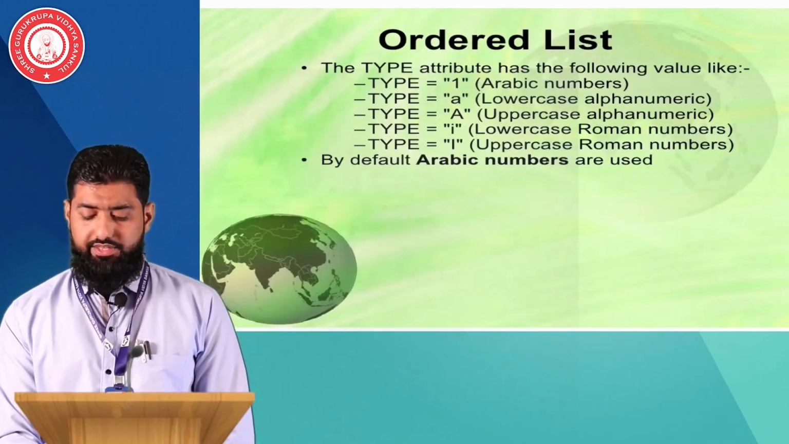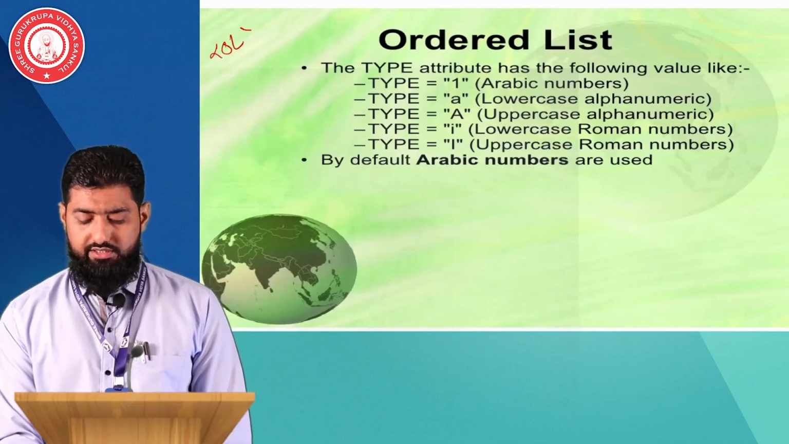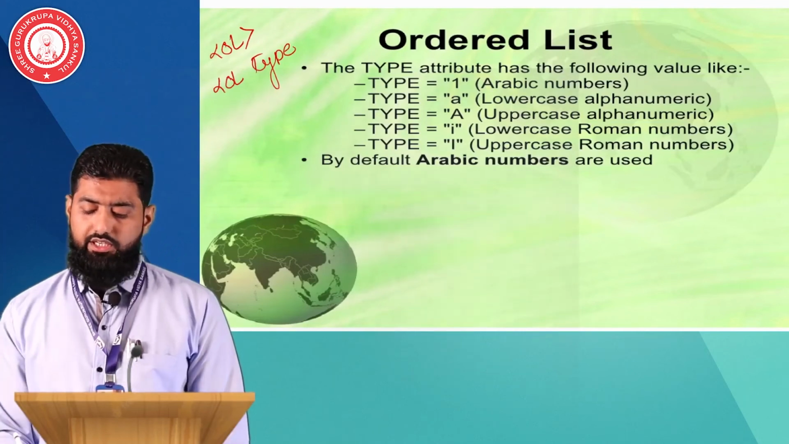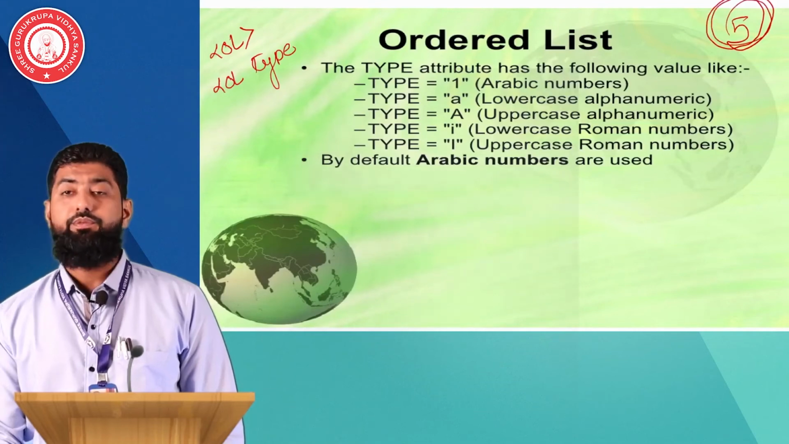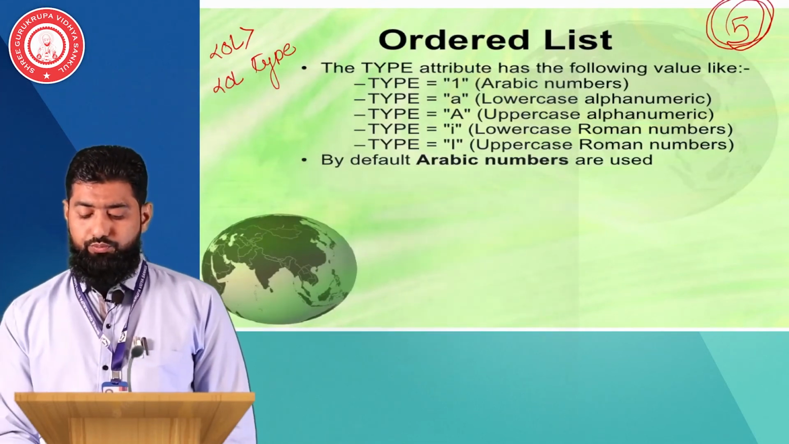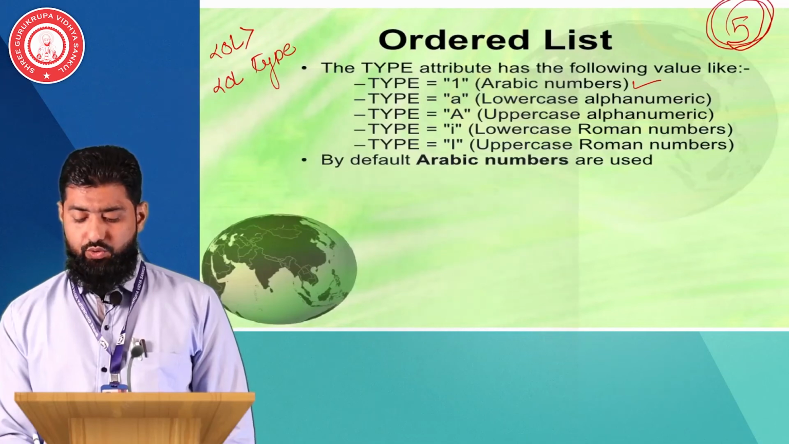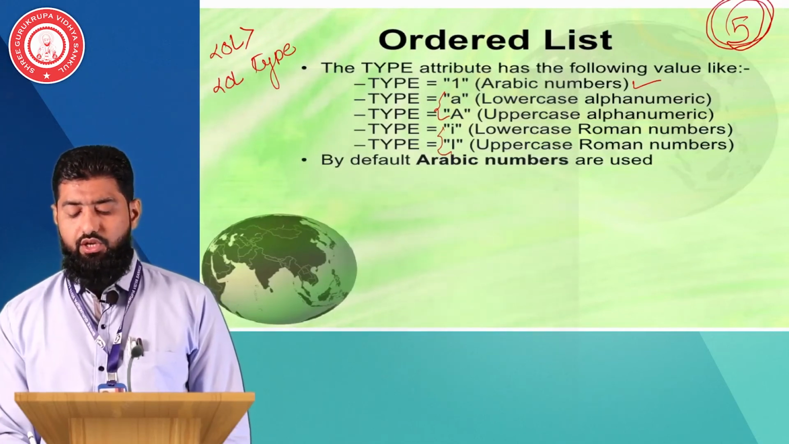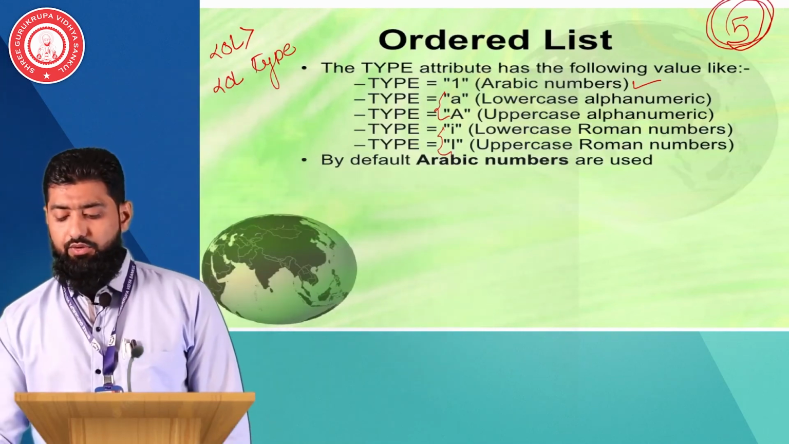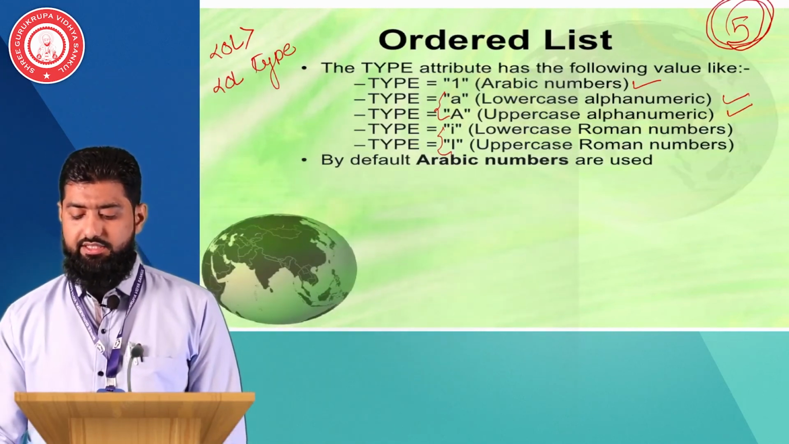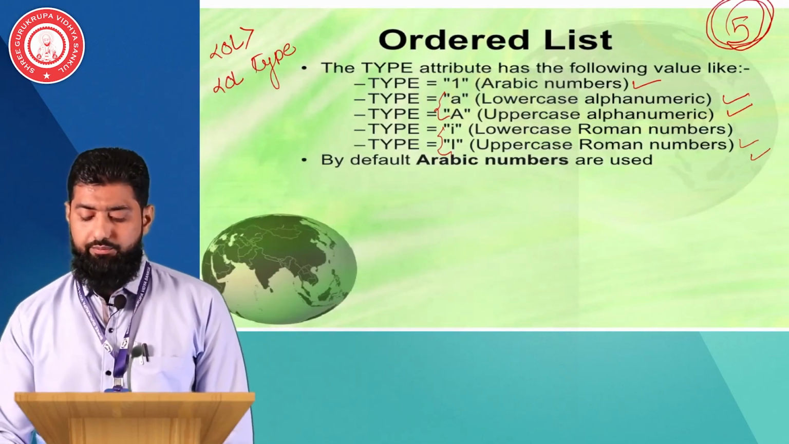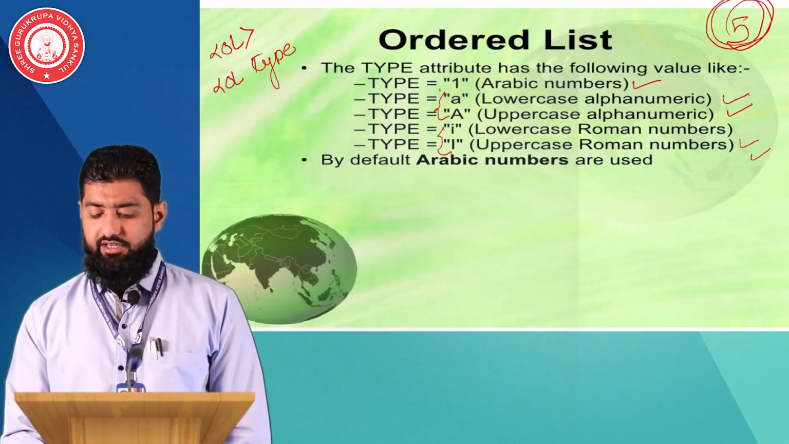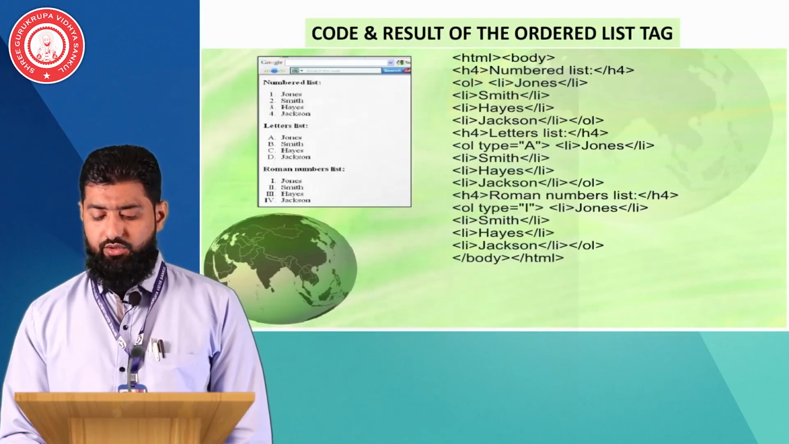After that, next one is our ordered list. Same thing, in the ordered list we have a type attribute, but in OL we have a total of 5 values of the type attribute. Either you can use numbers, you can use alphabets, or you can use Roman numbers. In alphabet we have lowercase and uppercase. In Roman numbers we have lowercase and uppercase Roman numbers. By default it is numeric. Okay, just look here.